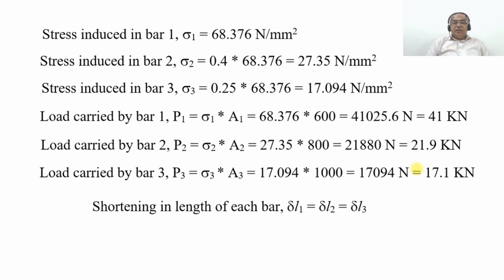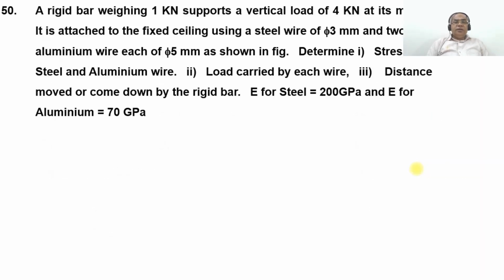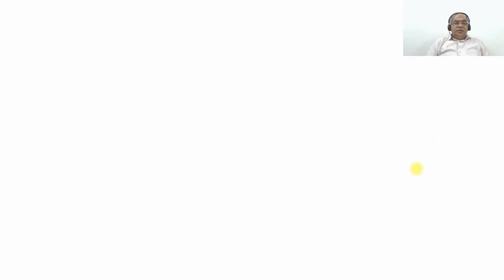So what is the shortening in length of each bar? The shortening in length of each bar, as the compressive load is applied from the top, is such that delta L1 is equal to delta L2, which is equal to delta L3. So you take P1 into L1 by A1 into E1, that is equal to sigma 1 into L1 by E1. You know the value of sigma 1, which is 68.376, into 1000 divided by 2 into 10 to the power of 5. On simplification, you are going to get 0.342 mm. So this is how you will be able to calculate the given values.